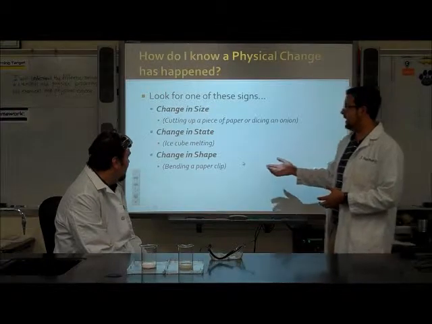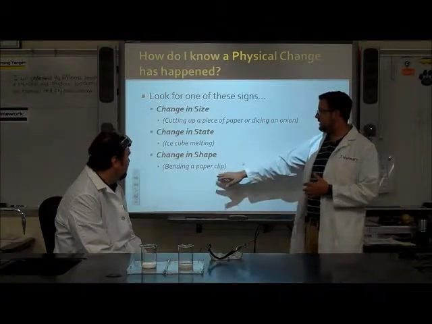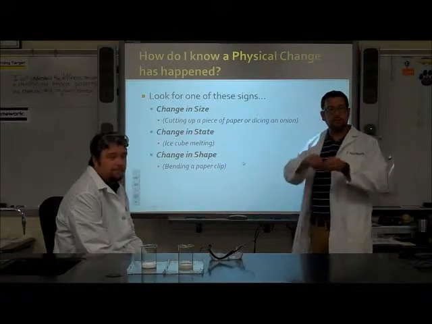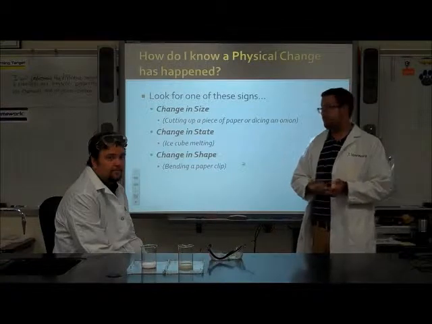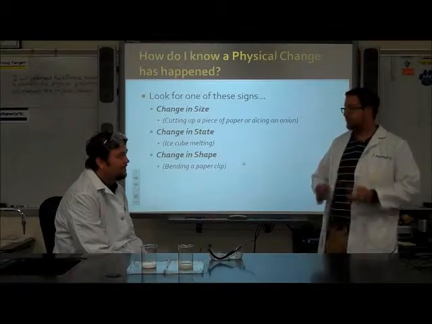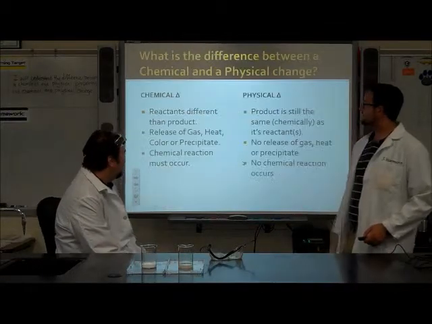Finally, you got change in shape. Again, kind of similar in the change in size aspect. Right here we have an example bending a paperclip. When you change the shape of that metal that makes the paperclip, it's still the same metal. It would be pretty cool though if you could change the paperclip and like turn it into gold. That would be pretty sweet. But that would be a chemical change if you did that.